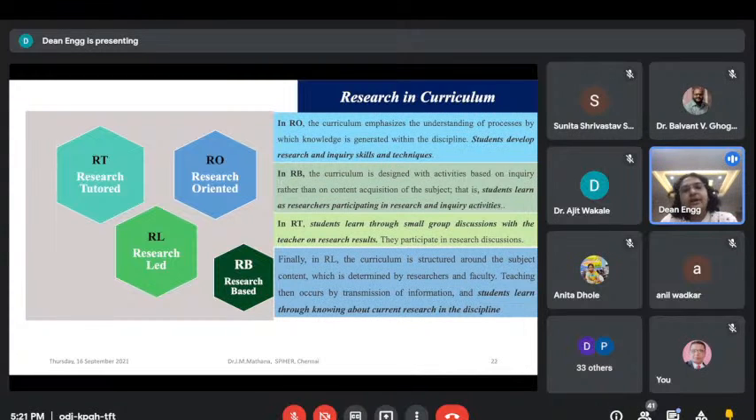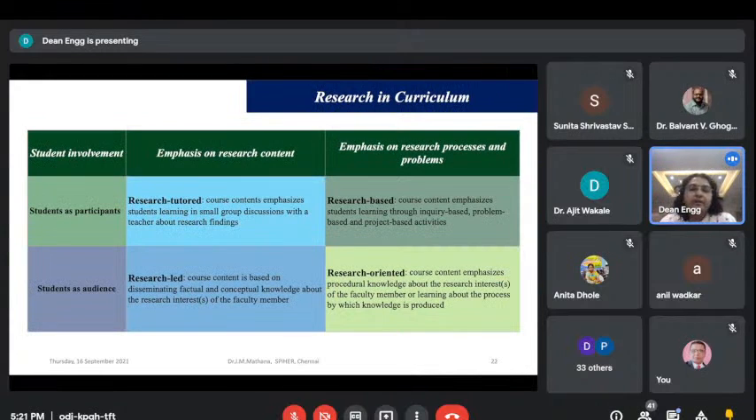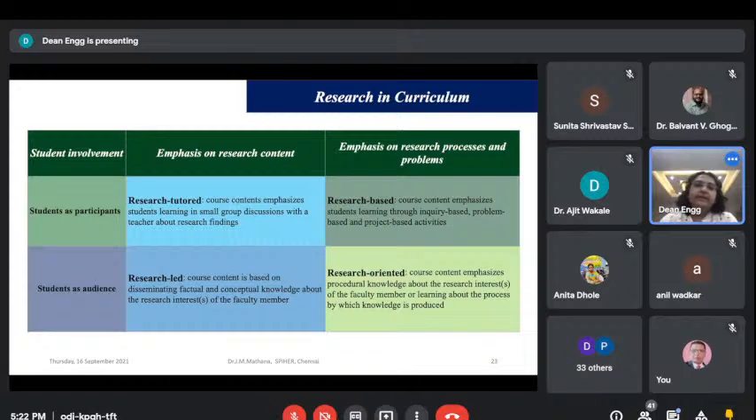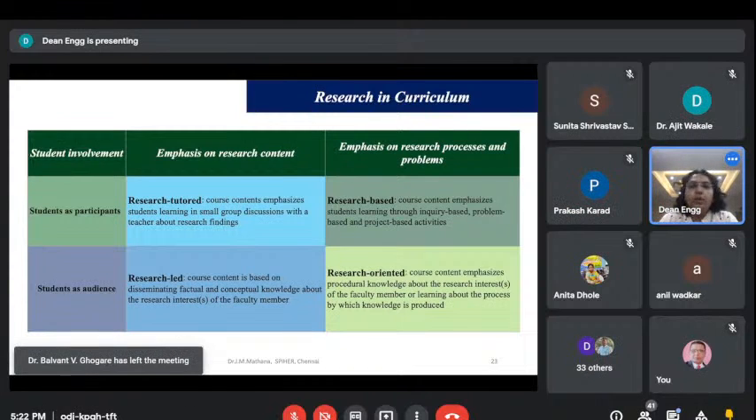Okay, for that, I'm going to compare these four. So I drew a table, in which we check whether students act as only the participant, or whether the students are only an audience or really involved in the research. We have to find that. The next two factors I consider: whether that kind of learning emphasizes research content, or research process and problems. So which one is best?